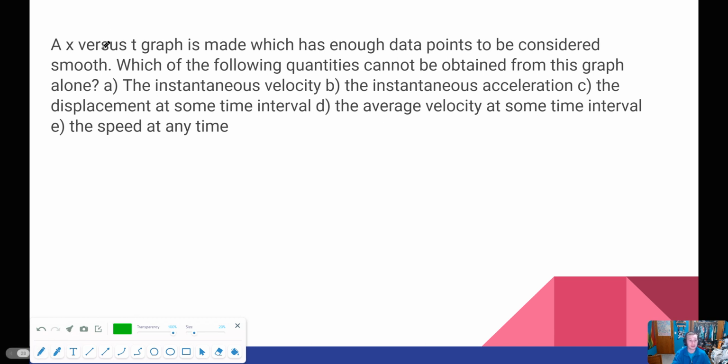So up next, we have an x versus t graph that is made, which has enough data points to be considered smooth. Which of the following quantities cannot be obtained from this graph alone? So again, try it out by yourself if you want. Otherwise, if you're going to enjoy the show, we'll just keep going. So the instantaneous velocity in this case would be dx/dt. X is our position, and so they're using x instead of d, so that's totally fine.